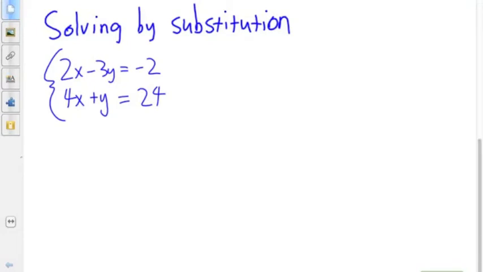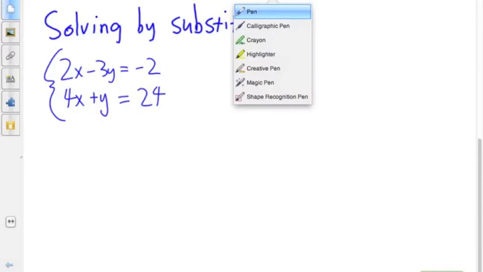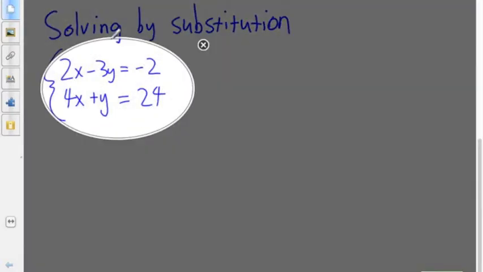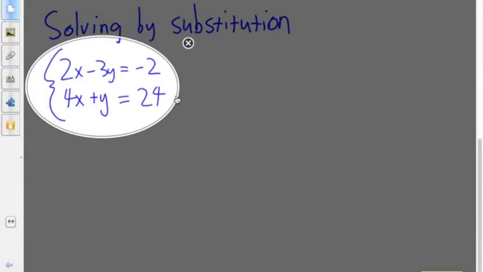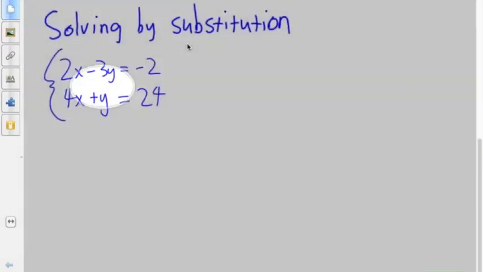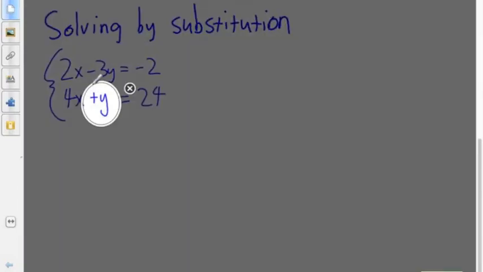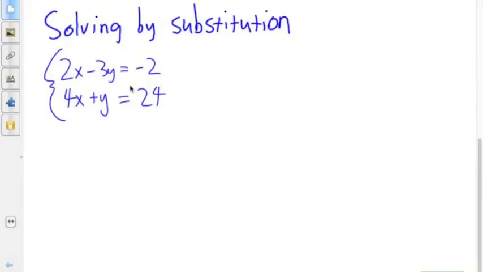So solving by substitution means I'm going to take one of these equations and solve it for a variable, and then substitute what I find into my other equation. So let's learn by doing here. My goal here is in one of these two equations, I want to isolate a variable. I have two equations here. Now I look at this equation and I see the easiest variable to isolate is probably going to be the y in this equation, because it's just by itself. It doesn't have a coefficient, or rather it has a coefficient of 1.